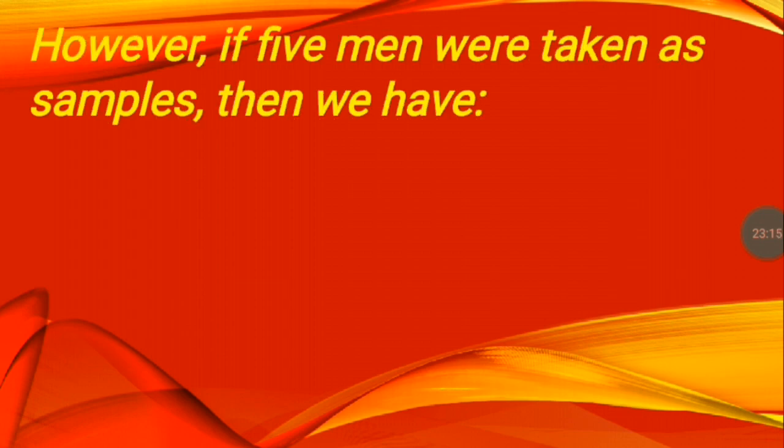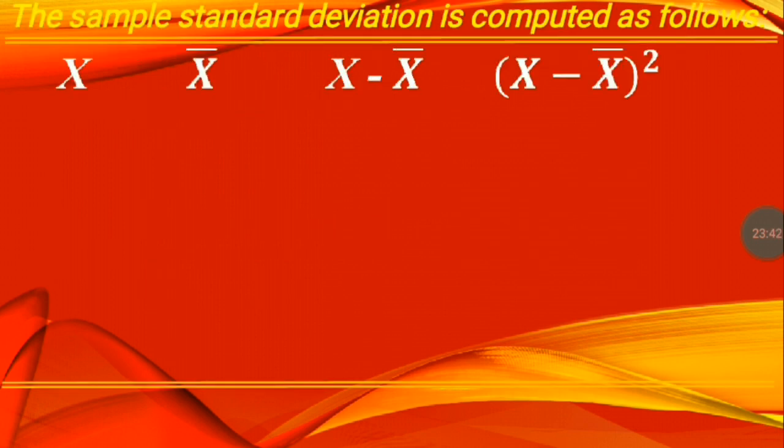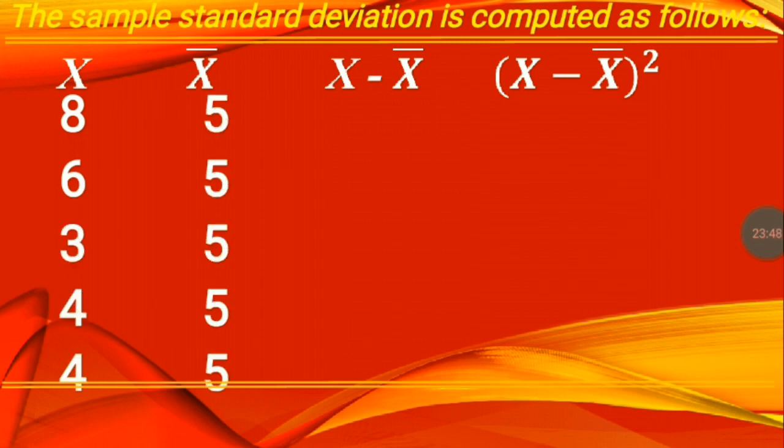However, if the 5 men were taken as samples, let's consider if it is a sample, the same data given. We will be using the same data. So you have the sample mean. Since a while ago we were using the population mean, this time it's the sample mean. We will be using the symbol for the sample mean. So we have the same result because we're using the same data. Then we're going to place it on a table, write down all the cases, and then we have our sample mean is 5. So we obviously get the same result, only that we use the symbol for the sample mean.